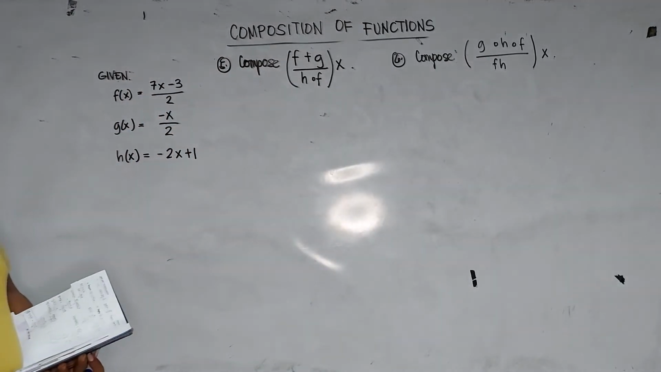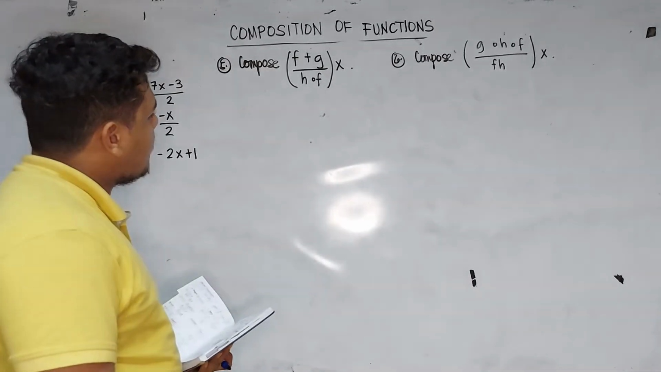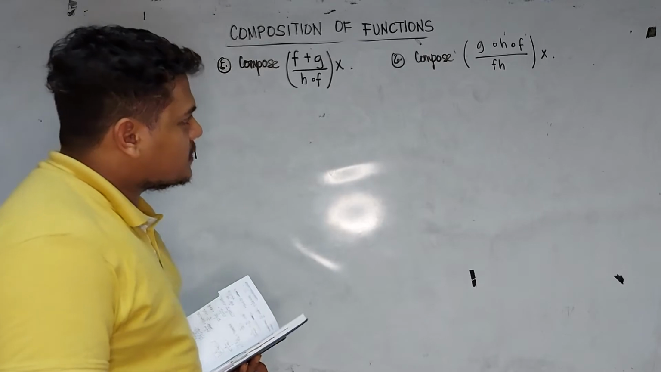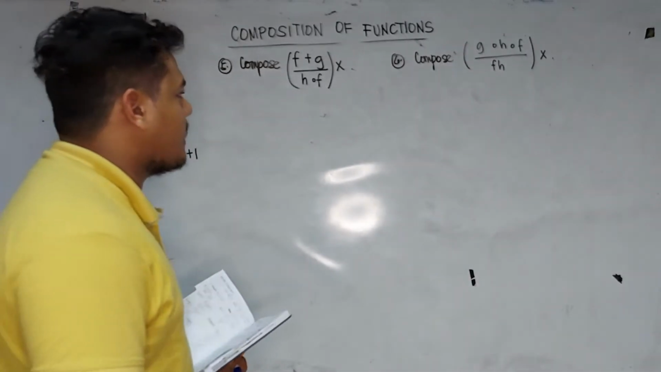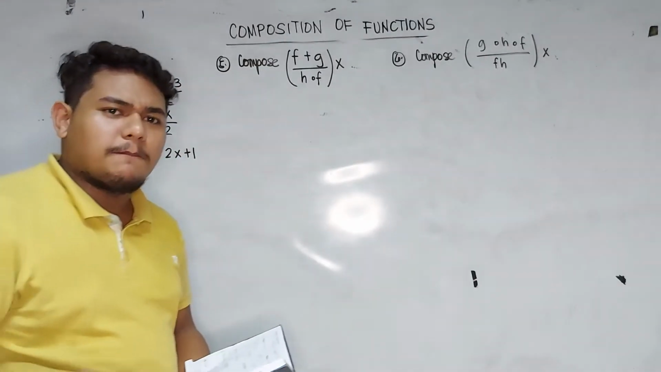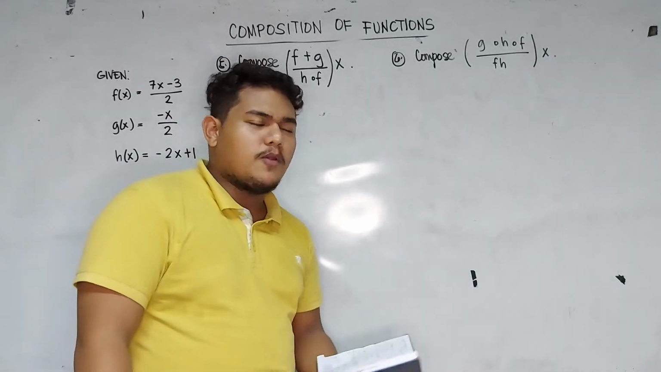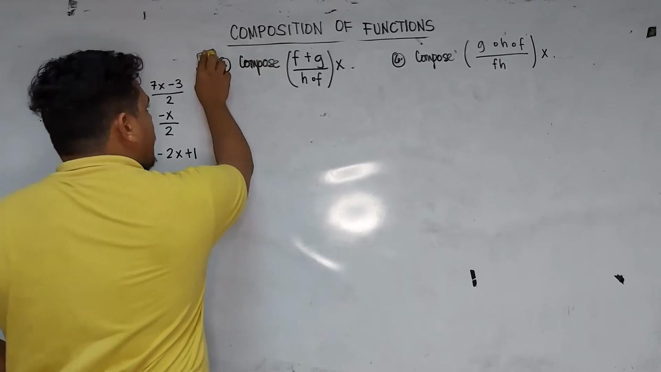Compose f plus g over h of f of x. And number 6, compose g composed of h composed of f over fh of x. But sure, there isn't really an example for this. So how do we compose them if there is no example? Okay, let's give an example. I will erase this.